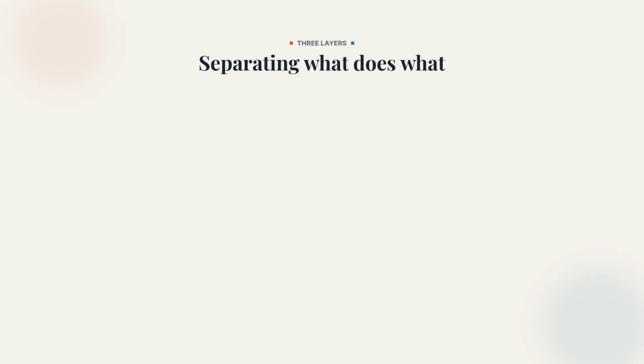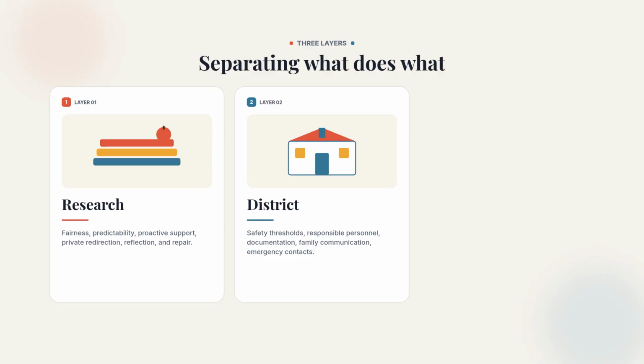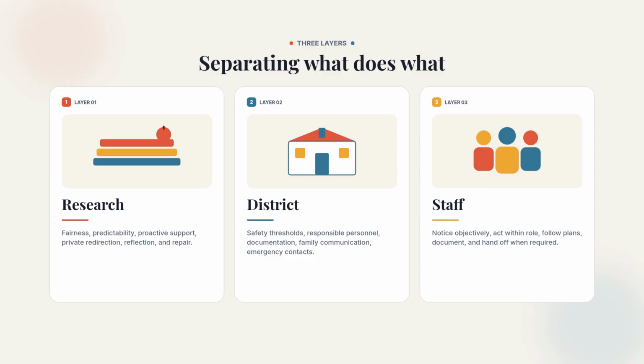It is important to separate 3 layers. Research informs the practices underneath the tool: fairness, predictability, proactive support, private redirection, reflection, and repair. The district defines the operational requirements: safety thresholds, responsible personnel, documentation systems, family communication, and emergency contacts. Staff then apply the approved process by noticing objectively, using the action appropriate to their role, following student plans, documenting what occurred, and handing off when required. SRPC does not replace local authority with a generic training example.